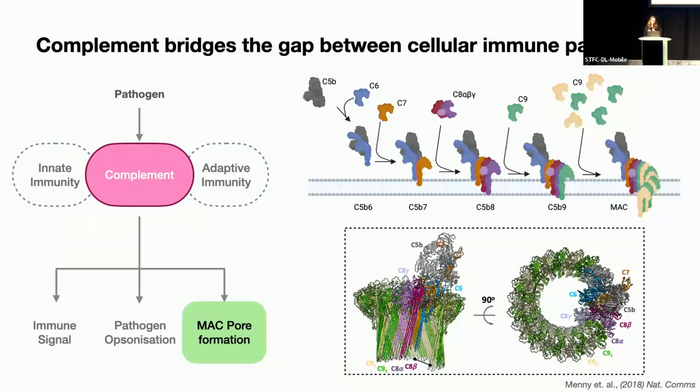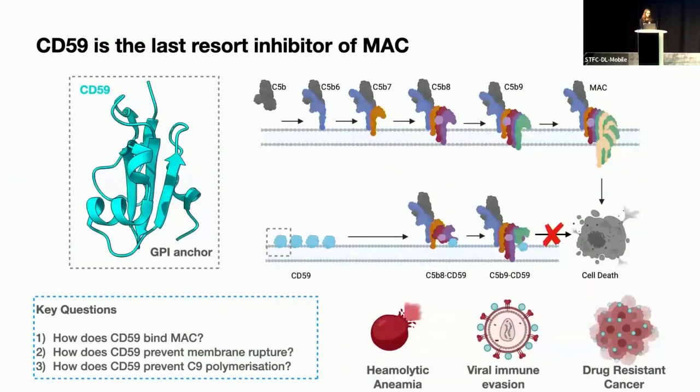As I mentioned before, this is a really efficient killing machine, and it has the ability to kill this invading pathogen, but it's also got the ability to deposit on your healthy host tissues, which could cause off-target or bystander damage. So there are a number of regulatory mechanisms to overcome this, and the one that I've been looking at during my PhD is this GPI-anchored protein called CD59, which is expressed on virtually every single human cell.